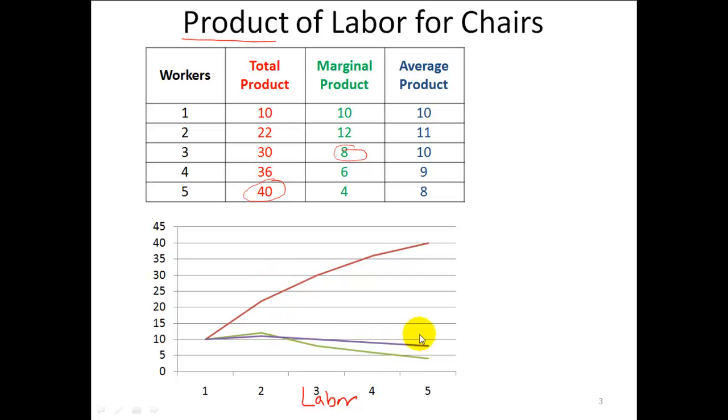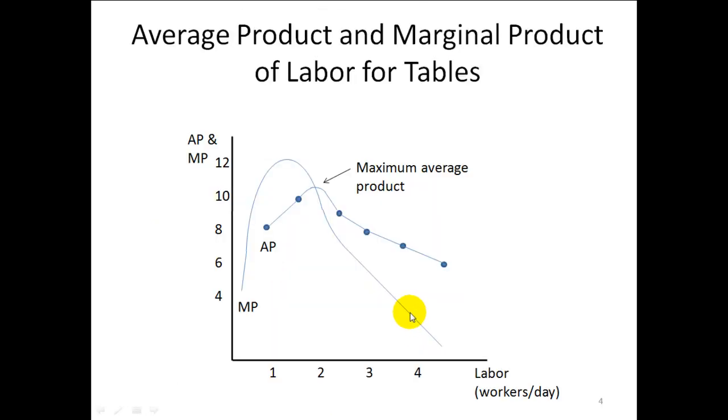Just another view of average product and marginal product. Now imagine we have a factory where we produce tables, and I just want to highlight a relationship between marginal product and average product, which was not obvious in the previous graphs.